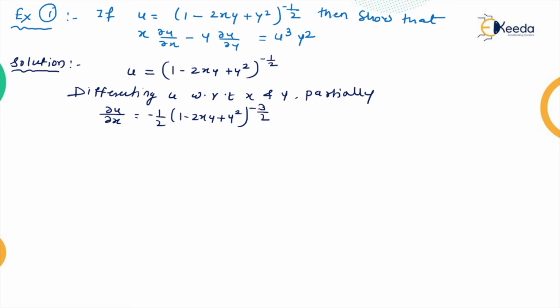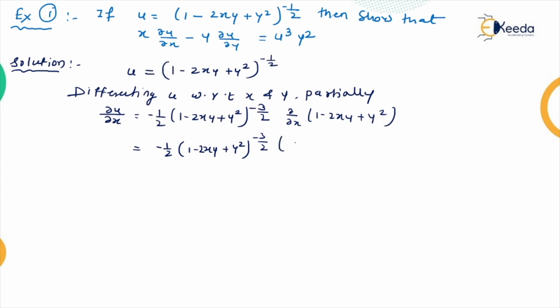I hope you understand how to take the derivatives here. The remaining part is the derivative of the bracket (1 − 2xy + y²); only this bracket you have to differentiate. So clearly it will be minus 1 by 2 times the bracket (1 − 2xy + y²) to the power minus 3 by 2, and then the derivative of this bracket with respect to x, keeping all the other variables constant.